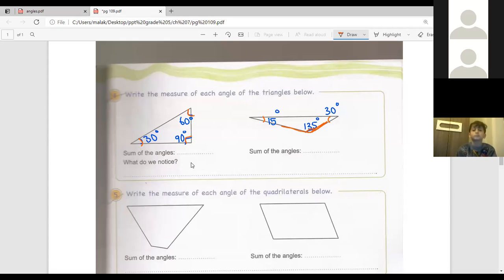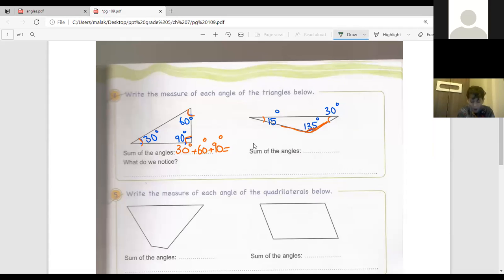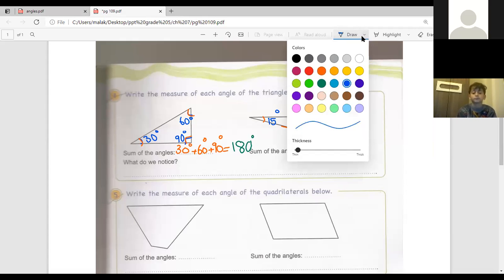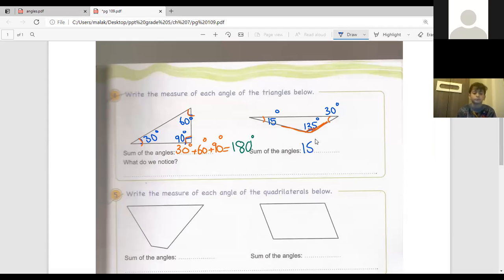Now let's find the sum of all angles. What do I mean by the sum? We have to add them. So 30 plus 60 plus 90, add them equals how much? 180. Excellent. The second one, we will add which angles? 50 and 135 and 30. It's how much? 180. Bravo, Adam. So what do you notice here? In any triangle, what is the sum of all angles? 180 degrees. Excellent.